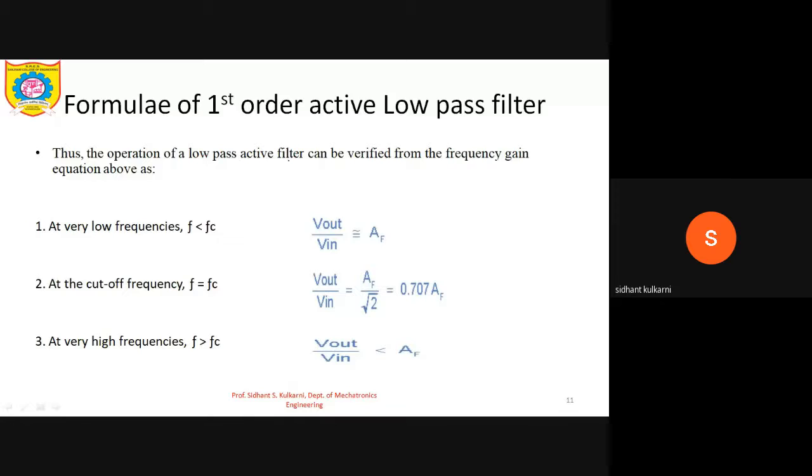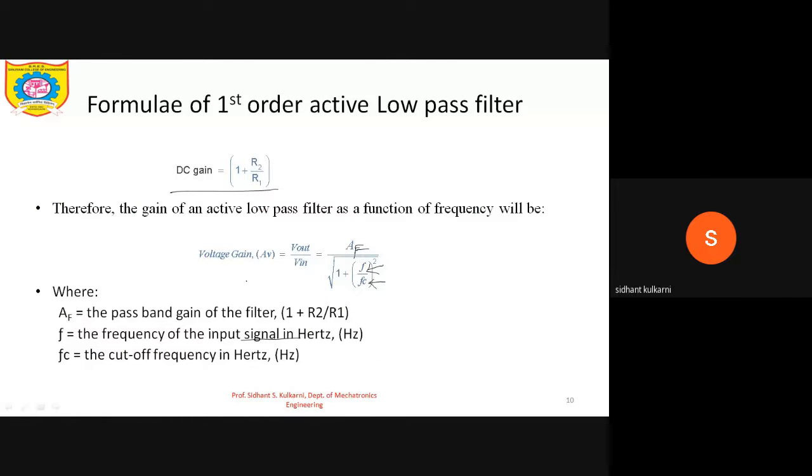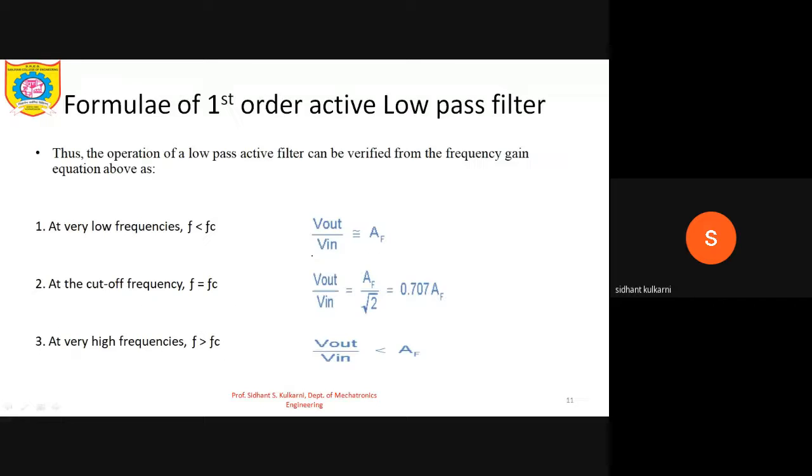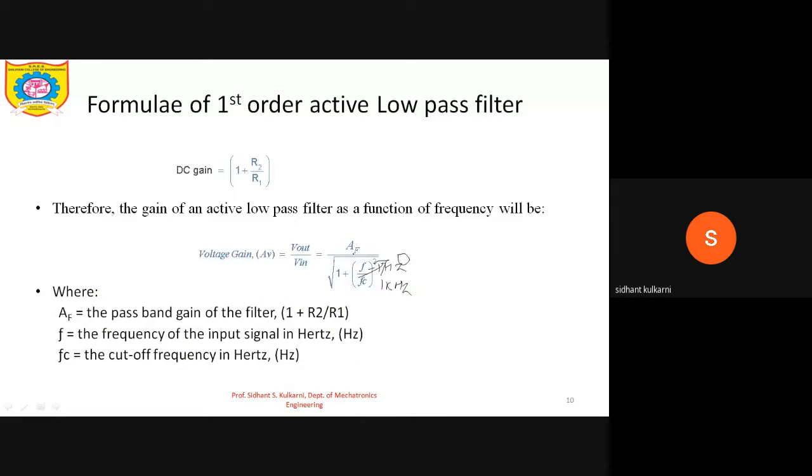Thus, the operation of the low pass active filter can be verified from the frequency equation. Just look at this particular equation. The first case is F is less than FC. Let's assume F is 1 Hertz and FC is 1 kilohertz. So 1 is negligible as compared to 1000. In that case, what will happen? This kilohertz goes to the numerator, becomes milli. So this term can be neglected. This can be treated as 0. Therefore, voltage gain AV will become equal to AF, because AF divided by square root of 1 plus 0 will become AF.